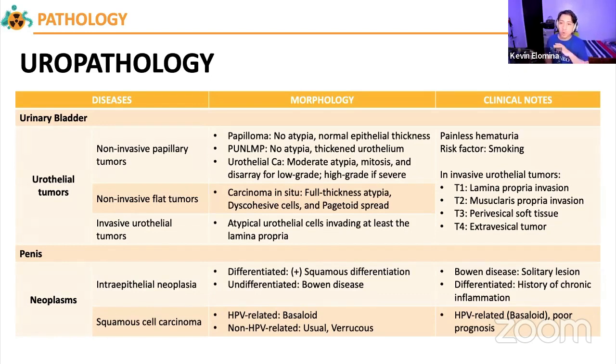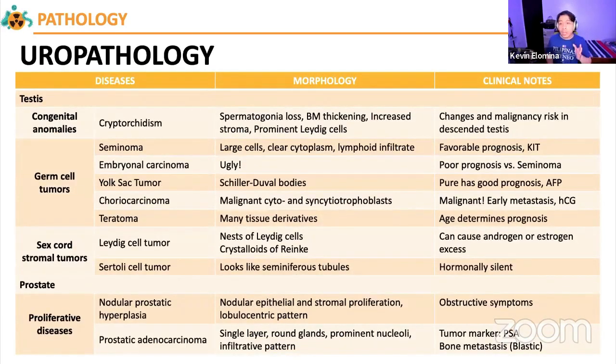Now, for your penis, you also have squamous cell carcinomas that can either be HPV or non-HPV related, and they have different risk factors. Siyempre, for HPV related, you have your high-risk HPV infection. But for your non-HPV related, you have your other inflammatory disorders. For example, if you have posthitis, balanoposthitis, mga ganon. And then for your cryptorchidism, very important. So, undescended testis, the main significance of this is it increases your risk for testicular cancer.